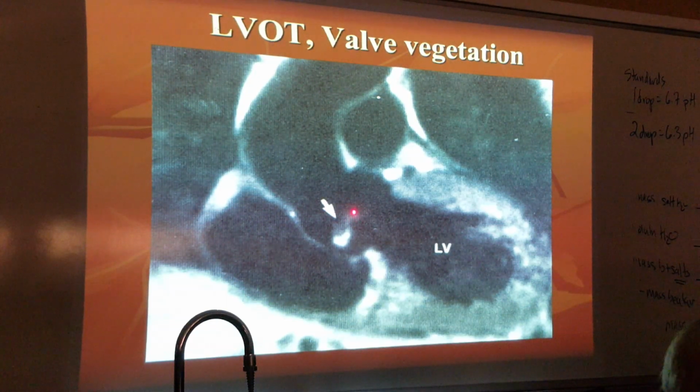But it seems most people have it. It just looks like a bunch of algae or something growing on the cusps. Left ventricular outflow tract, and this common valve vegetation that you see. I think this is an echocardiogram.